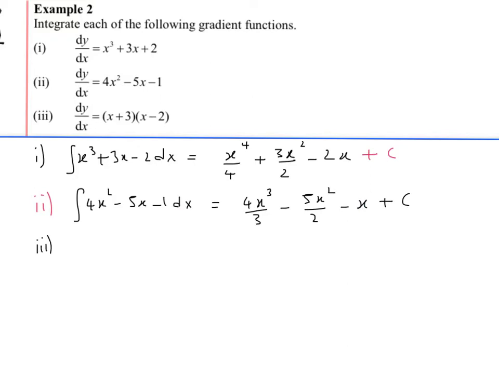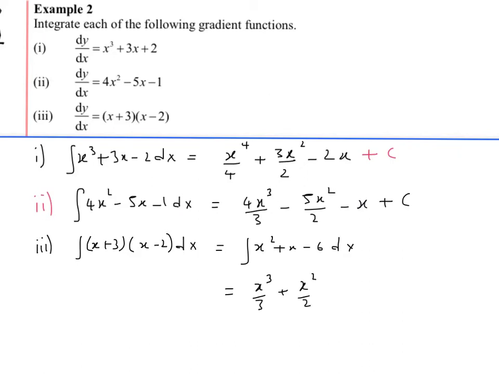Finally, when you've got something like this, you want to integrate x plus 3 and x minus 2, you've got to expand it out so you can do it term by term. So we've got x squared plus 3x take away 2x gives us x, take away 6, and we have dx. We then raise the power by 1, so you've got x cubed over 3 plus x squared over 2, take away 6x, and then you've also got plus c.